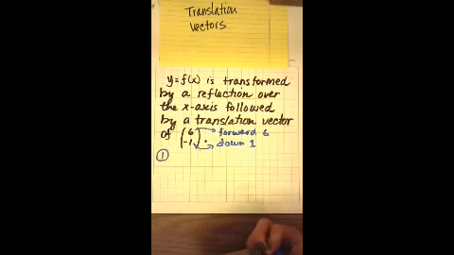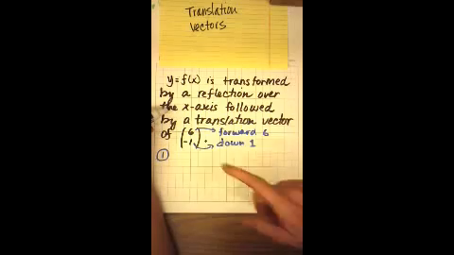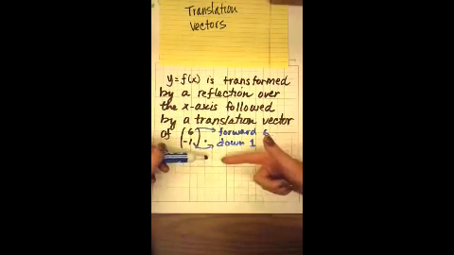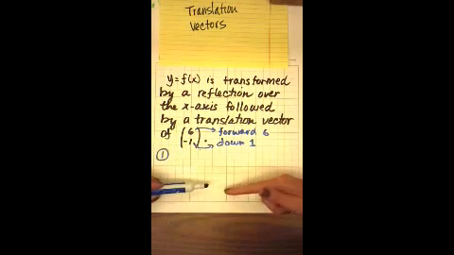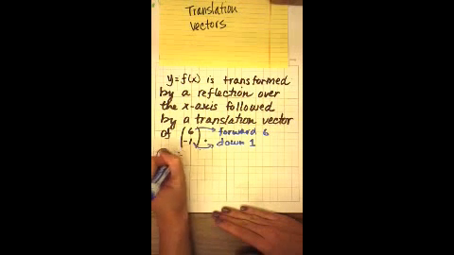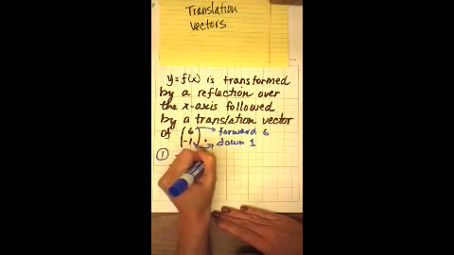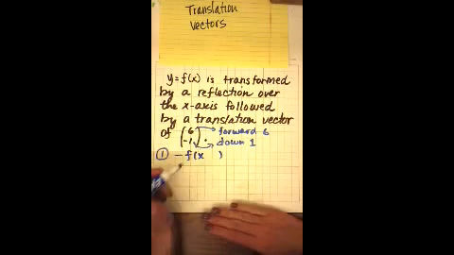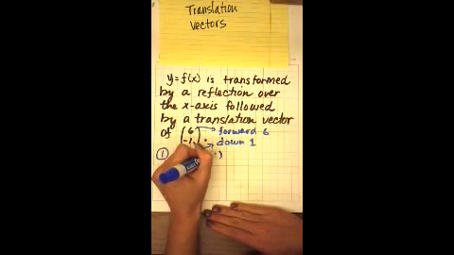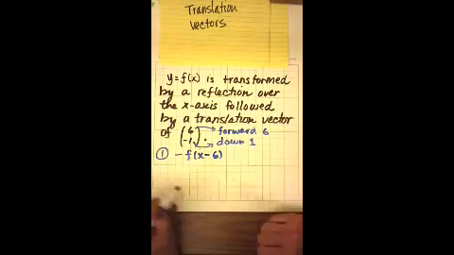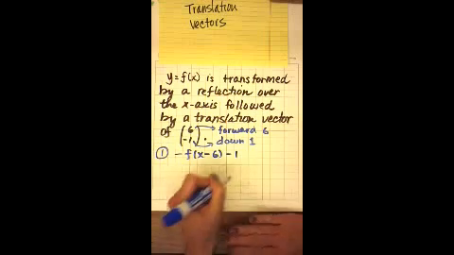So when we apply these transformations, the first thing we want to take care of is the reflection over the x-axis. The reflection over the x-axis is going to reflect the graph in the up-down direction, and that's accomplished by multiplying the function by negative 1. Then if we want to shift it forward 6, we need to subtract 6 from the value of x before we evaluate the function. And then down 1, we're going to subtract 1 at the end.